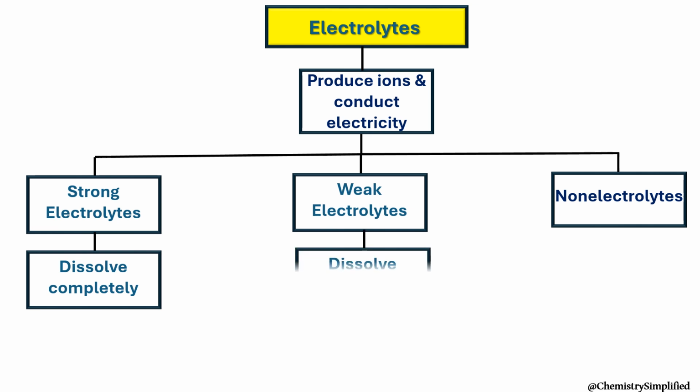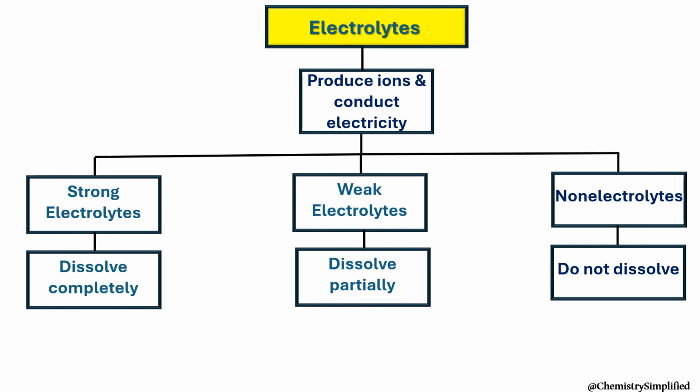Strong electrolytes are solutions where the particles or the solutes dissolve completely, 100%. With weak electrolytes, the particles or the solute dissolve partially, only a small fraction of the particles of the solute dissolve in solution. Whereas with non-electrolytes, the solutes do not dissolve to produce ions. So we need ions. Non-electrolytes do not produce ions.